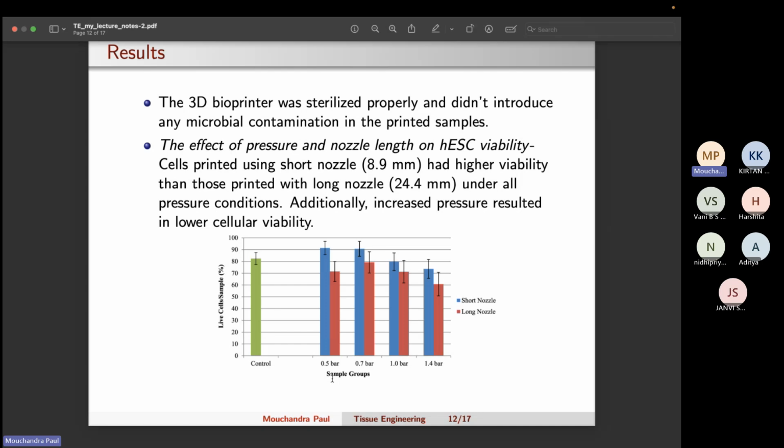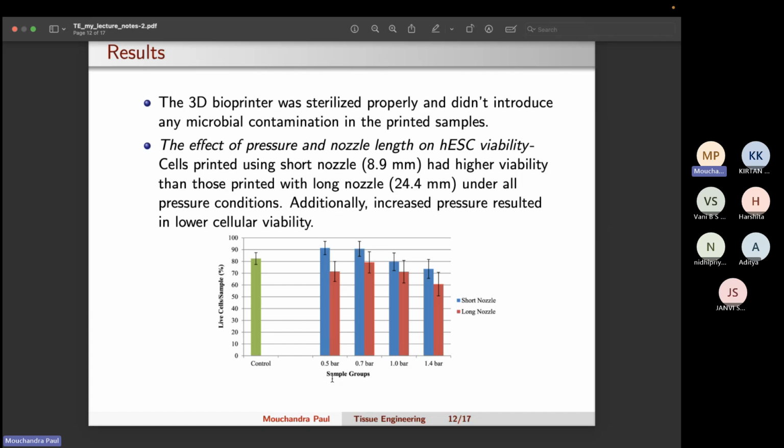What we do is we prepare our material, or whatever they have 3D printed. They have 3D printed their samples and done it in sterile conditions. They gave germicidal UV, then 70% ethanol was used to wipe around the machines, the nozzles, etc. The culture plates were autoclaved so that no microbial remains should be there.